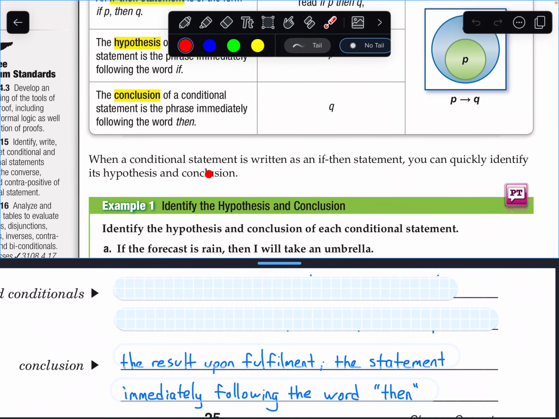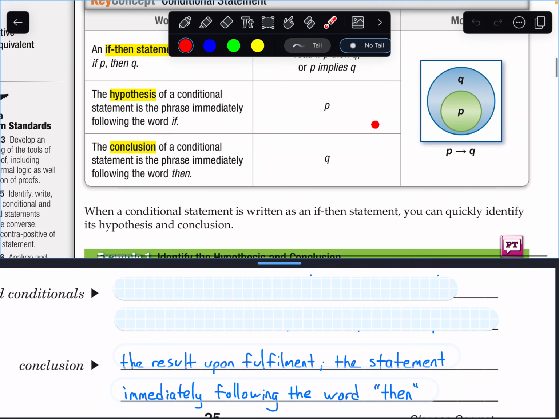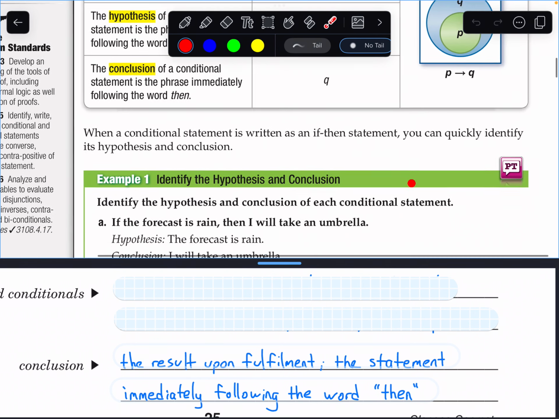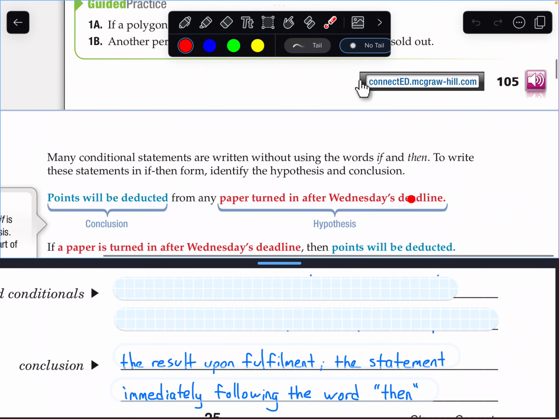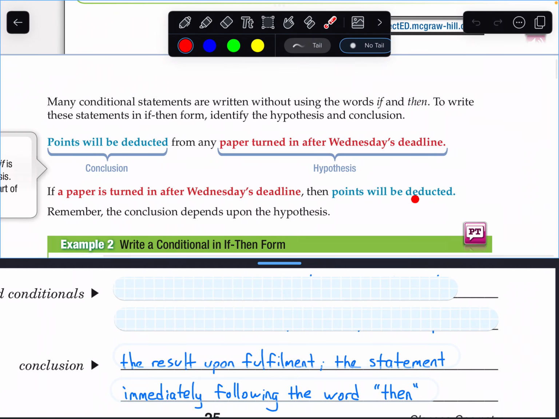When a conditional statement is written as an if-then statement, you can quickly identify its hypothesis and conclusion, because they are followed by those key phrases if and then. We'll cover the examples in a later video. Many conditional statements are written without using the words if and then. To write these statements in if-then form, identify their hypothesis and conclusion.